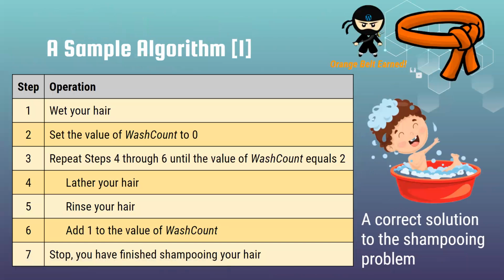So here is an example of an algorithm. This is an algorithm for shampooing your hair. First, you wet your hair. Then you have a variable called wash count, which you set to 0. You want to lather and rinse your hair, adding 1 to wash count each time you do so. Once the value of wash count reaches 2, you are going to stop repeating the rinse and lather steps. Essentially, this means that you can stop because you have finished shampooing your hair.